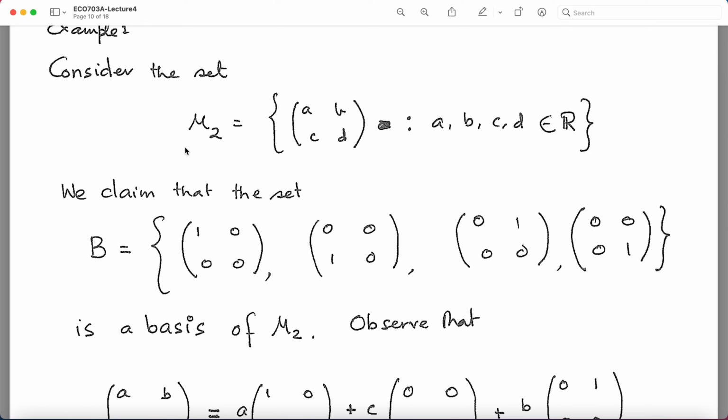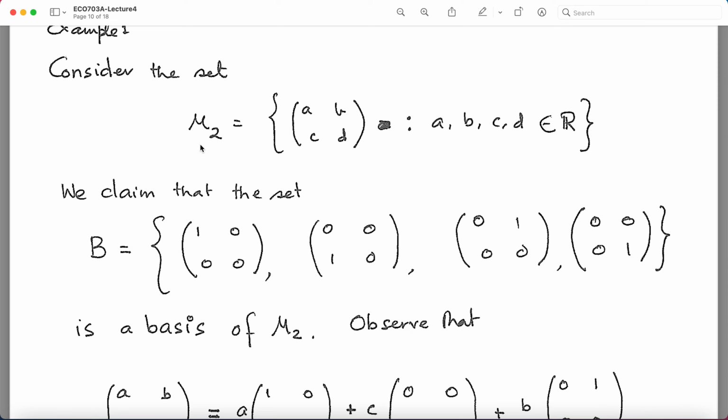This is not mu2, this is m2. I am writing a little calligraphic m. So, m2 is the set of all 2 by 2 real matrices. So, it is a real vector space. We now want to claim that this set, which consists of 4 matrices, because the basis elements must come from the same vector space, is a basis of M2.